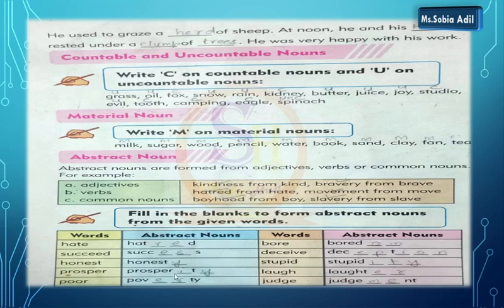Prosper, right here the abstract noun is prosperity, P-R-O-S-P-E-R-I-T-Y, I-T-Y. Poor, P-O-O-R, poor. Abstract noun is poverty, P-O-V-E-R-T-Y, poverty. Next one is bore, B-O-R-E, bore. Boredom, B-O-R-E-D-O-M. Deceive, deception, D-E-C-E-P-T-I-O-N, deception. Stupid, stupidity.